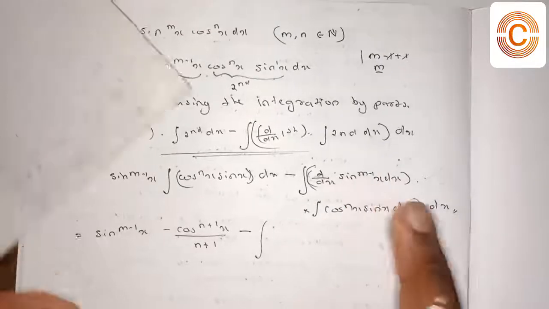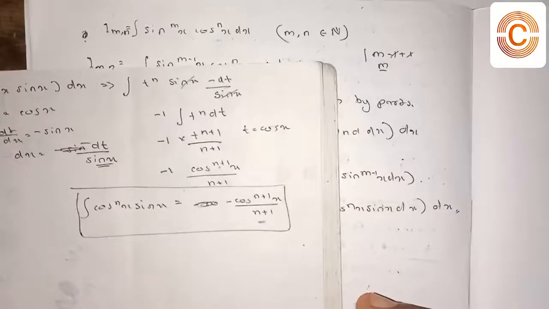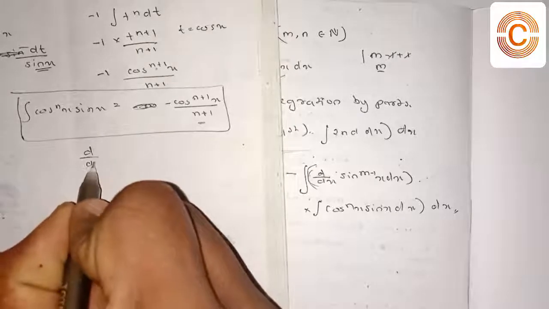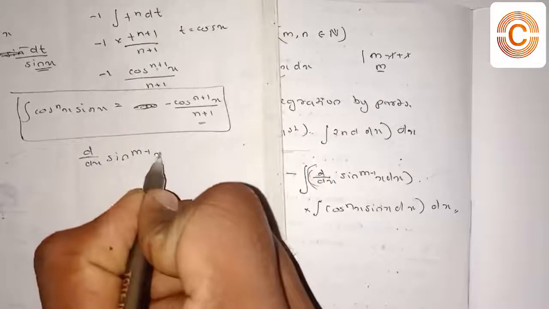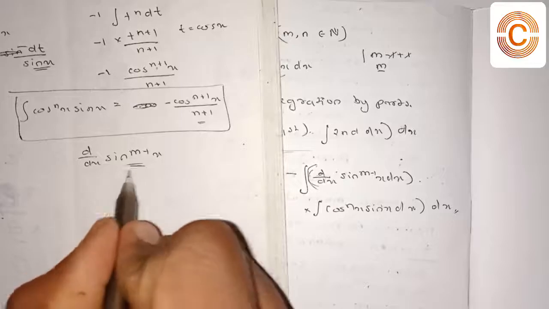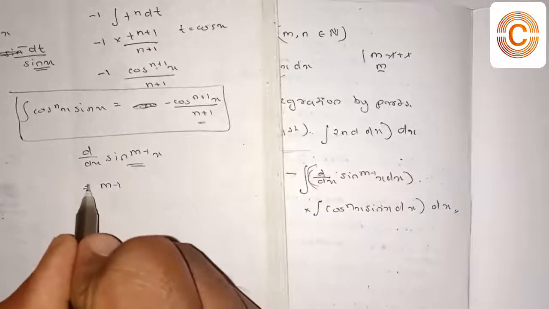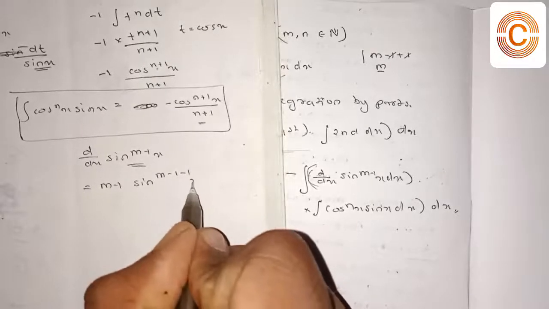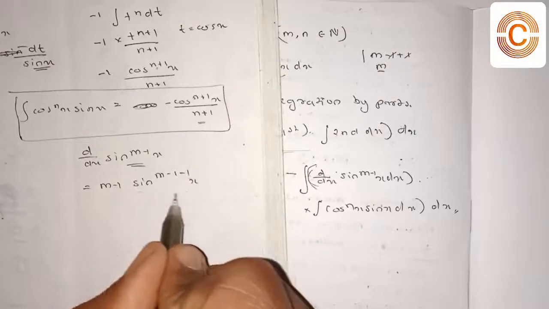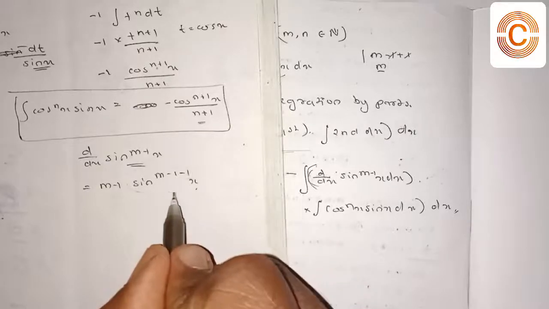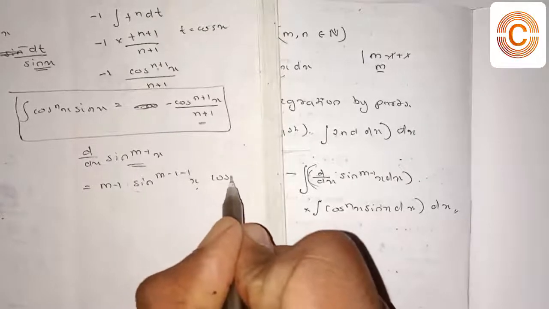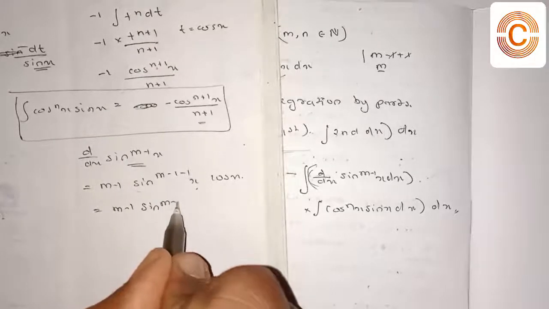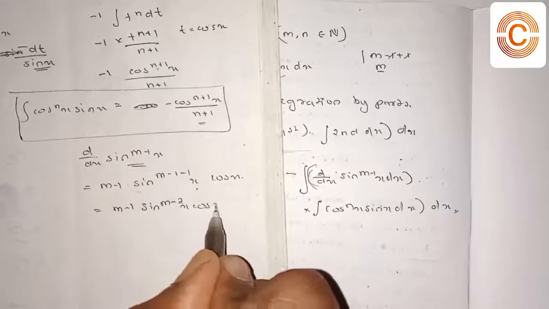So we can easily find the derivative of sin raised to m minus 1 x. That means m minus 1 into the derivative, which is equal to m minus 1 into sin raised to m minus 2 x into the derivative of sin x by the chain rule, that is d by dx of sin x, which is equal to cos x here. Then we get m minus 1 into sin raised to m minus 2 x into cos x.